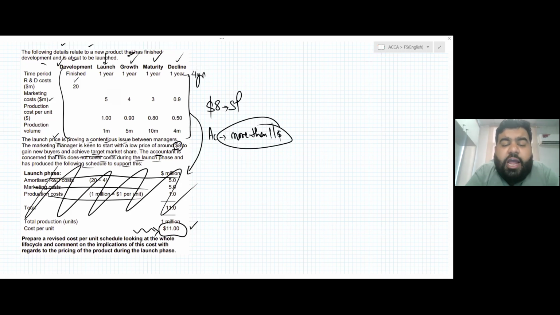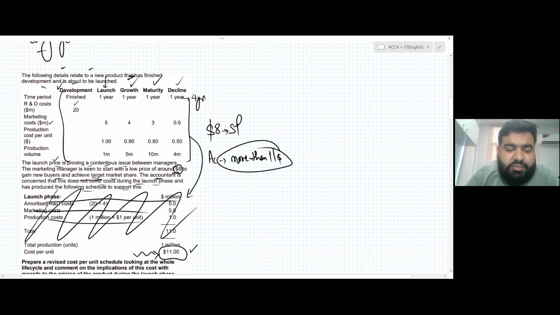Now what do we have to do? This concept of 11 per unit is on a yearly basis. He has only calculated the first year and told you the cost per unit. Now here life cycle costing comes.